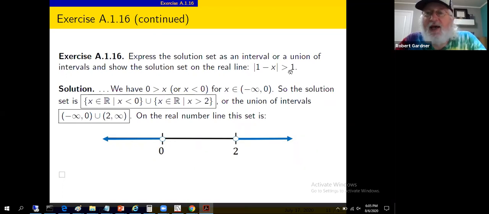It cascaded down from a strict inequality there. If it was greater than or equal to, we'd shade these in. And what if it was less than? What do you think would happen? If it was absolute value of 1 minus x less than 1, we get the interval from 0 to 2, including or excluding the endpoints as the inequality demands. It'd be like the previous example. So there are illustrations for absolute value greater than and absolute value less than. When you have absolute value greater than, you end up with these two pieces as a solution.